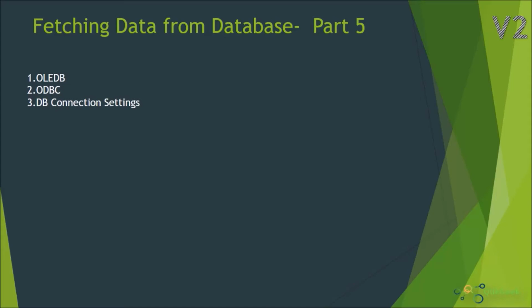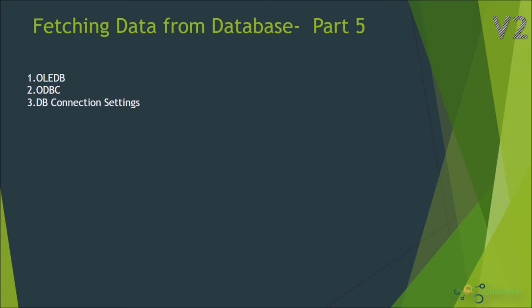Hi, welcome to QlikView, part 5 of the series. In this session, we are going to look at how to fetch data from a database. Basically, we use two methods or two drivers to fetch data from any database. Those are OLEDB and ODBC. For an ODBC connection, we have to set up a DSN. And after this, we are going to look at how to change the connection settings.